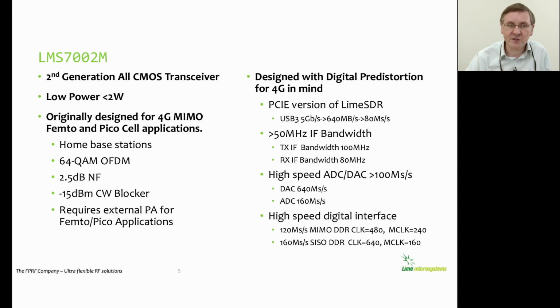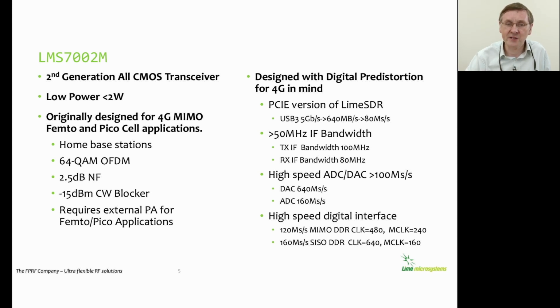The 7002 is a second generation all CMOS transceiver with low power consumption of less than 2 watts. It's originally designed for the 4G femtocell and picocell market for home base stations, giving 64 QAM OFDM, 2.5 dB noise figure, and handling up to about 15 dBm CW blocker. It requires external PAs for femtocell and picocell operations.